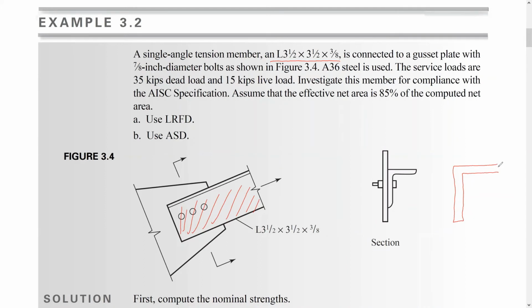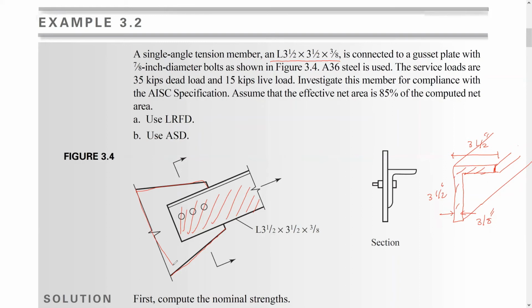It has been said that it is a single angle because sometimes we have double angles. It's not to scale. Here, this one is 3.5 inch, 3.5 inch, and the thickness for both legs is equal, 3/8 inch. So this is the cross section for this angle, connected to a gusset plate. So this is the gusset plate here.